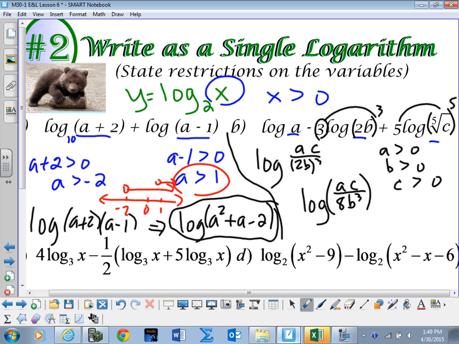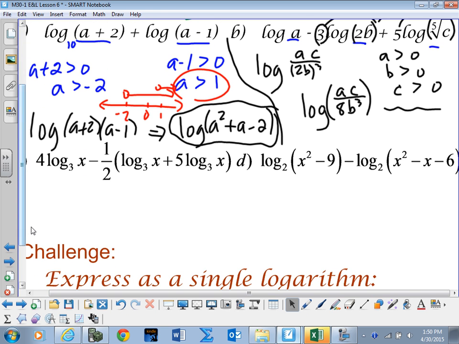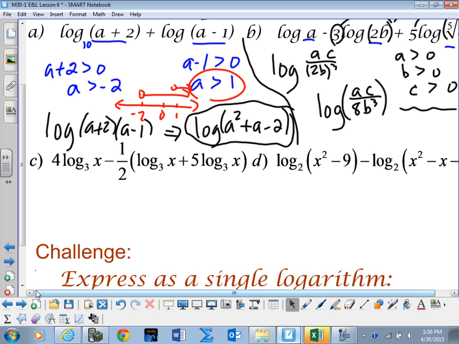And that would be as a single log with these restrictions. All right, these next two look pretty complicated. Let's work through these. Again, we're looking at writing as a single log. We have brackets, and that 1/2 is in front of the bracket. So I'm not going to change this. I'm going to leave this for now and put these 2 logs together.